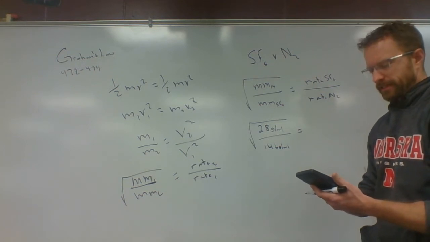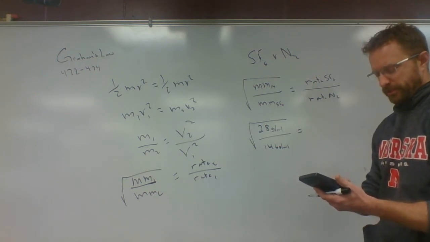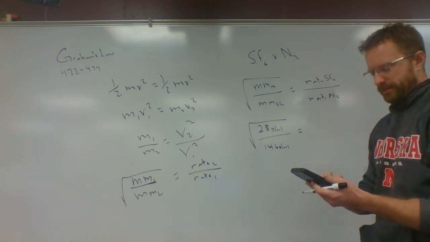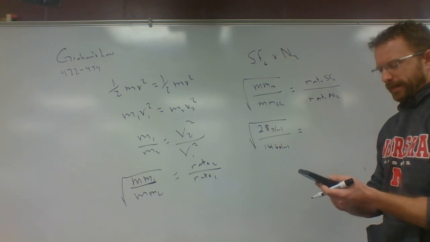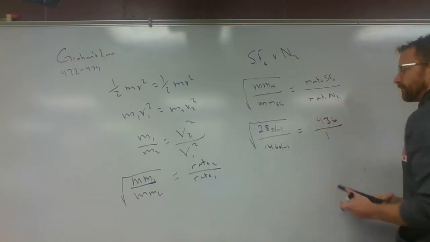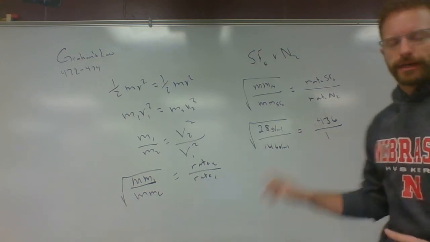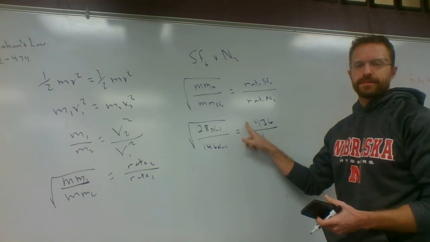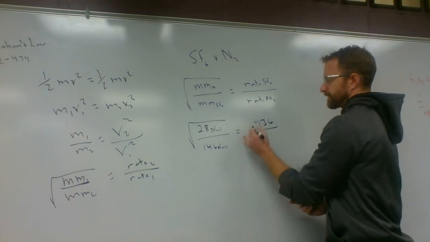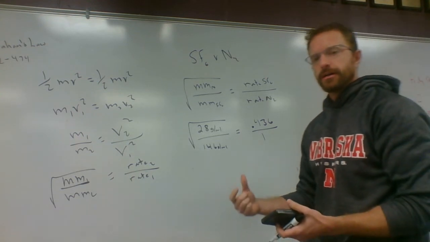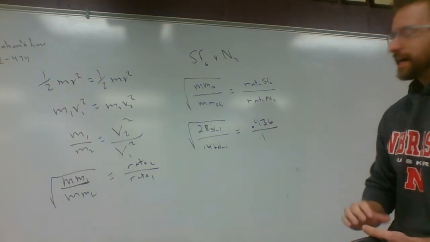And instead of doing 13 times plus 146, you can do 28 divided by 146, and then square root that, and you get 0.436 to 1. So whatever rate nitrogen's going at, sulfur hexafluoride is going to go 0.436 times as fast. So it's going 43% the speed of nitrogen, right? A little less than half as fast.